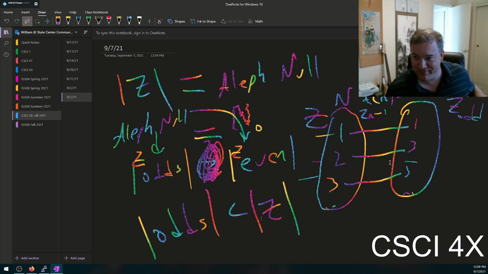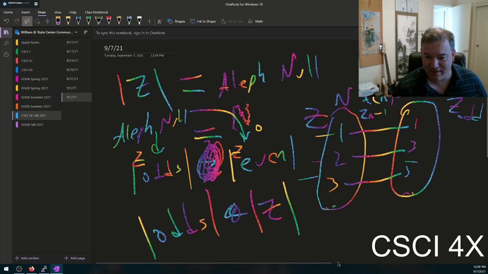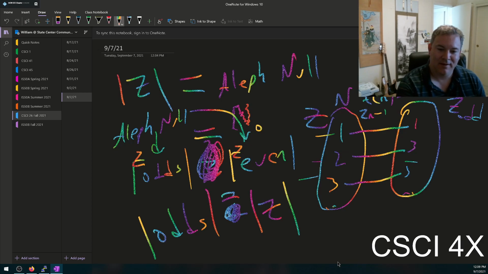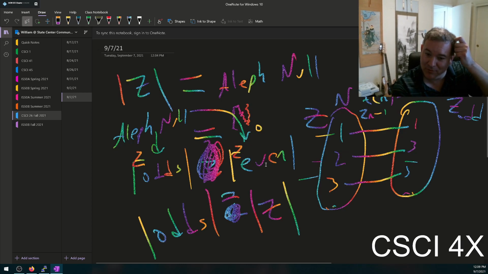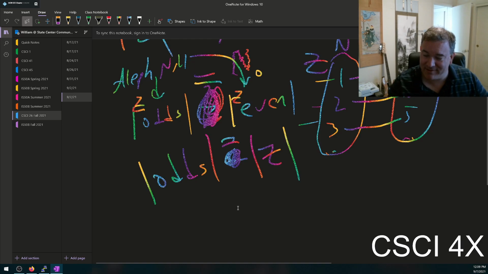Double equals or single equals? As it turns out, there is the same number of odd numbers as there are integers. Same principle: there's the same number of even numbers as there are odd numbers. They're both aleph null in size. There's the exact same number of odd numbers as there are integers.